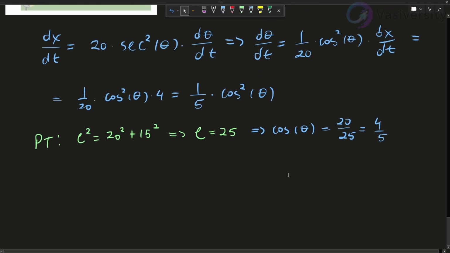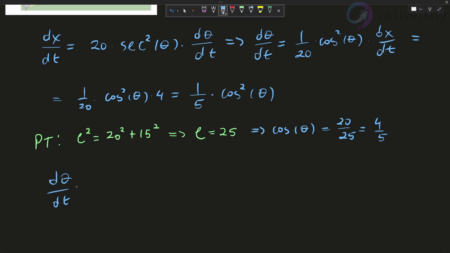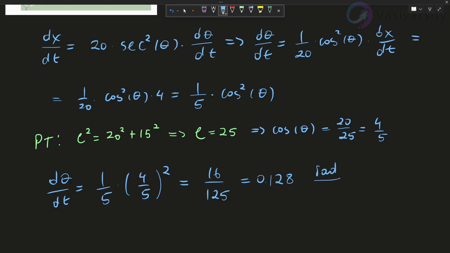Okay, so now final step is to plug in. So d theta over dt is equal to 1/5 times 4 over 5 squared. And that's going to be equal to 16 over 125, which is equal to 0.128 radians per second, right? Since we were not given that in degrees, we are working in radians. So the searchlight is rotating at the rate of 0.128 radians per second.